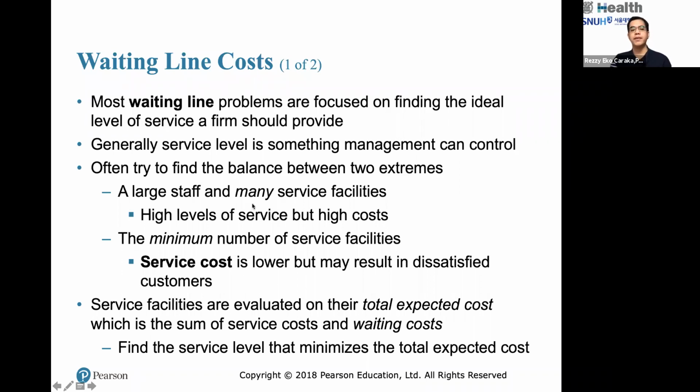And the last point: service facilities are evaluated on their total expected cost, which is the sum of service cost and waiting cost. So we have to find the service level that minimizes the total expected cost. That's the issue about waiting line cost.